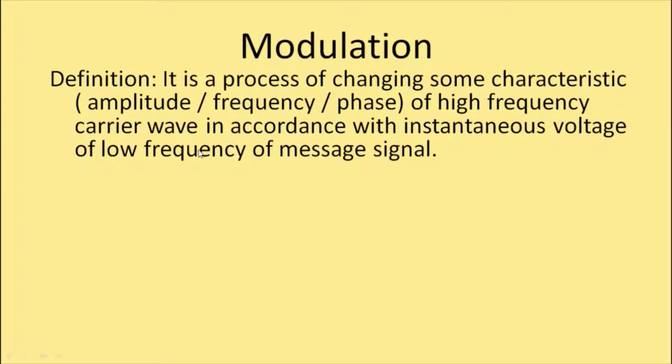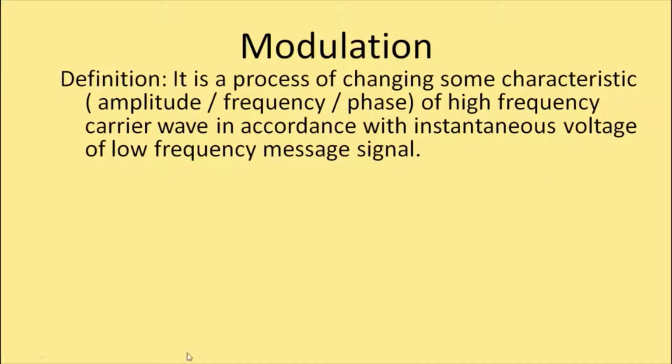Reading the next part of this definition, in accordance with the instantaneous voltage. Modulation is a process of changing some characteristic, which could be amplitude, frequency, or phase of a high frequency carrier wave in accordance with the instantaneous voltage of a low frequency message signal. Now, what do you mean by this in accordance with? In accordance with means depending upon. So, how the characteristic of the carrier wave will be changed will depend on the message signal. That is why we are using this set of words here, in accordance with. Instantaneous voltage, I hope you all know what it means. It is nothing but the amplitude of the signal at a given instant of time.